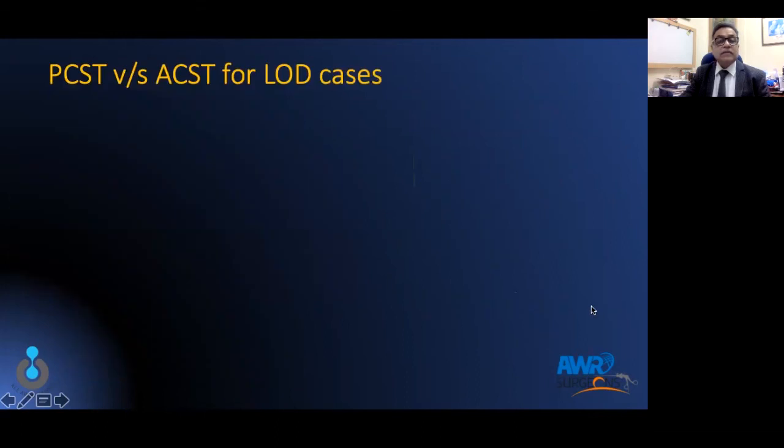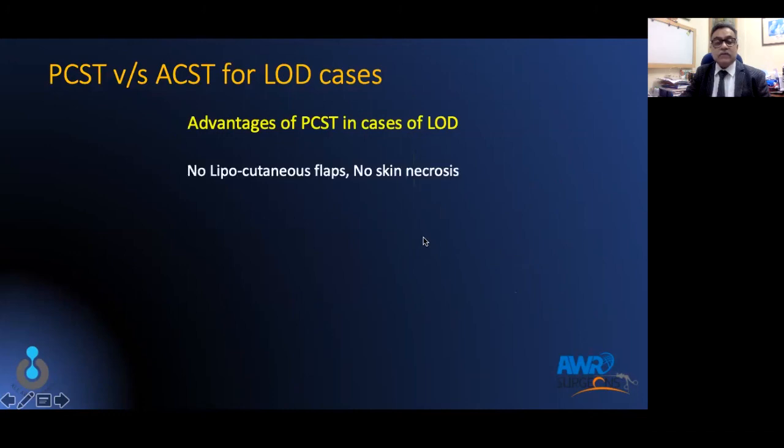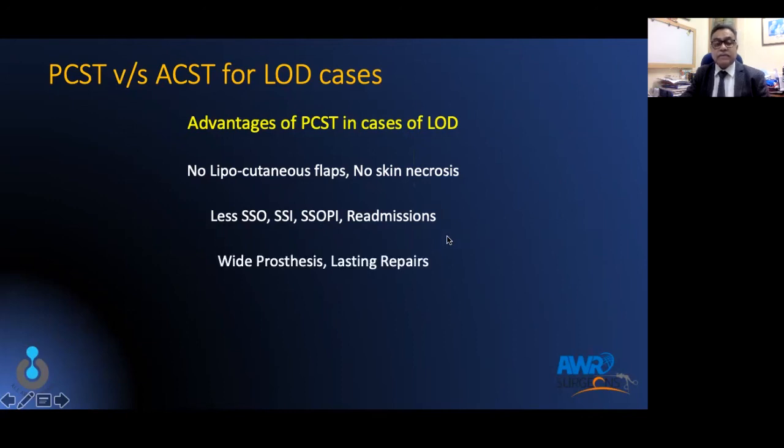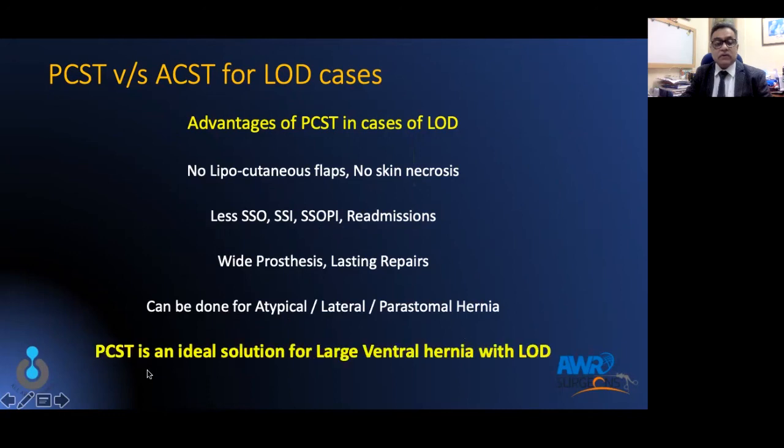The PCST versus ACST, which is better? The advantage of PCST over ACST in cases of loss of domain is that since you are not raising any lipocutaneous flap, skin necrosis doesn't happen. Surgical site infection, surgical site occurrence requiring procedural intervention and therefore readmission, all are less in posterior component separation as compared to anterior component separation. You are putting a very, very wide prosthesis, and therefore the repairs are very lasting. The recurrence rates are in single digits in most of the series. And there is the versatility of this procedure, that you can do this for atypical lateral and parastomal hernias all across. So PCST is an ideal solution for large ventral hernia with LOD.